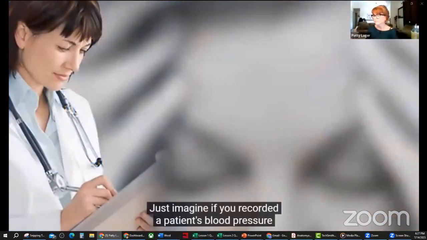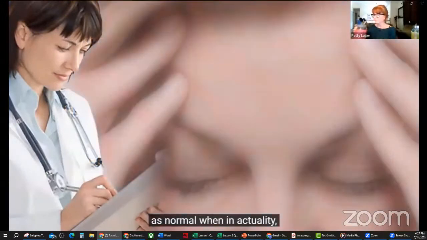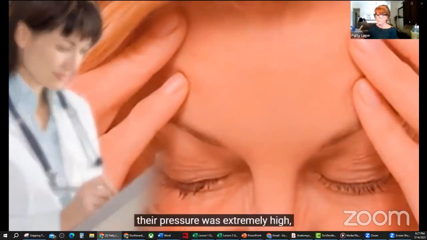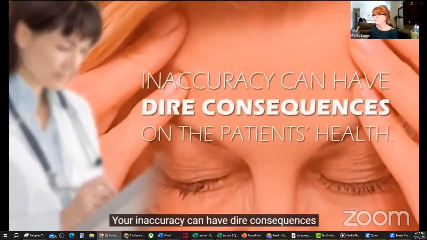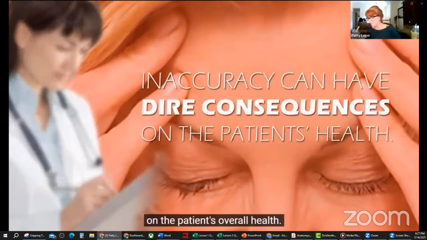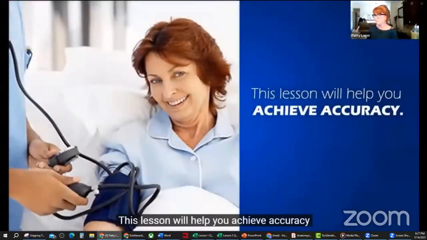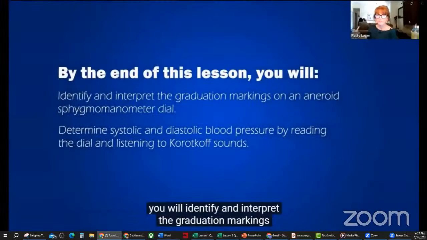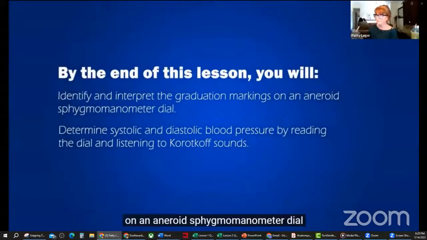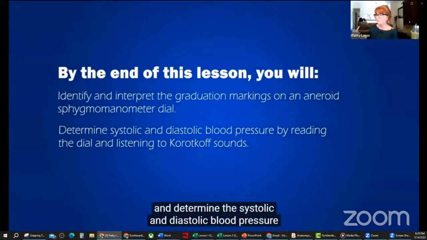Just imagine if you reported the patient's blood pressure as normal when in actuality their pressure was extremely high and they were at risk for having a stroke. Your inaccuracy can have dire consequences on the patient's overall health. This lesson will help you achieve accuracy when taking blood pressure measurements. By the end of this lesson, you will identify and interpret the graduation markings on an aneroid sphygmomanometer dial, and determine the systolic and diastolic blood pressure by reading the dial and listening to the Korotkoff sounds.